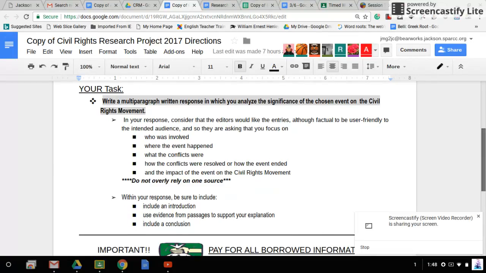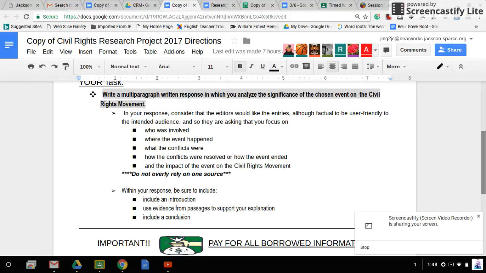We need to make sure we don't overly rely on one source. So in our chart, we have 3 different sources. We need to make sure that as we cite our sources in the entry, that we are using all 3 sources. We need an intro, we need evidence, and we need a conclusion.